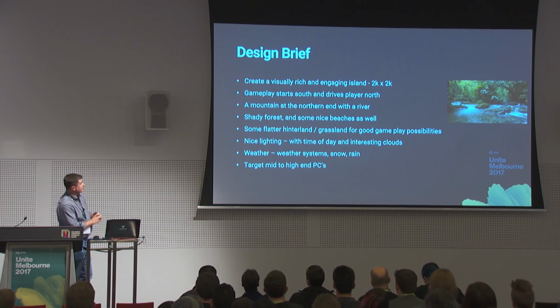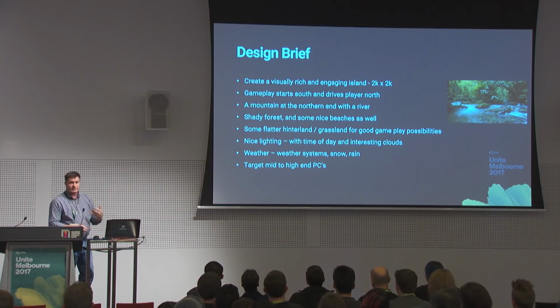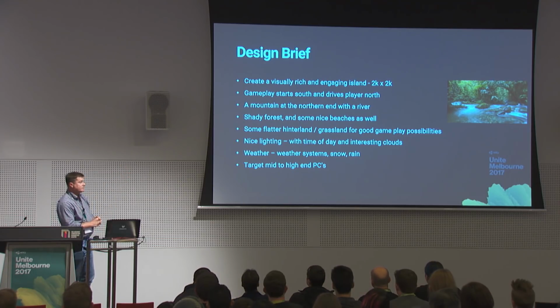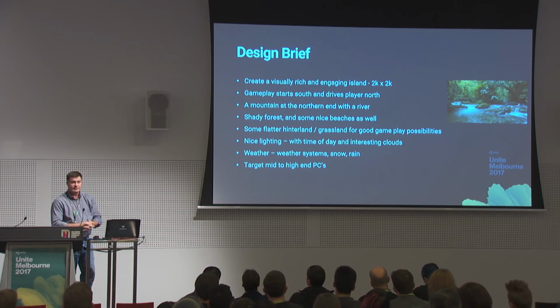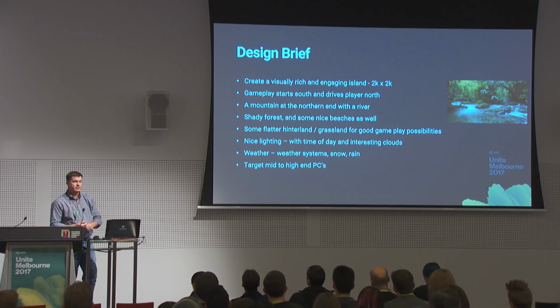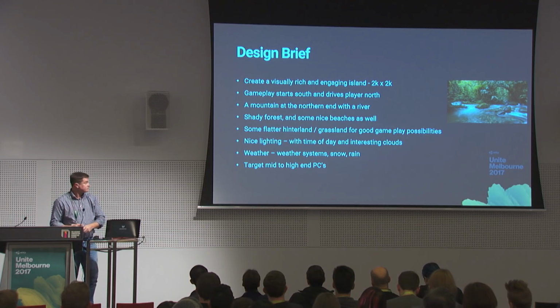All right, so what are we going to create? Let's create an interesting environment, 2K by 2K, which is the Gaia standard. We want to start at the south end of our environment and drive the player north. I want a mountain at the northern end to be like a visual marker for the player to move towards. I want a river, I want a nice forest and beaches, some interesting areas for players to play. I want some nice lighting, time of day, interesting clouds. I'll show you off some really beautiful new stuff that's coming to Enviro Version 2, it's awesome. And I want to have dynamic weather.